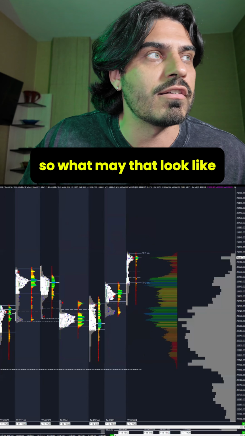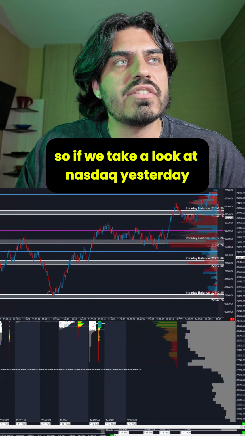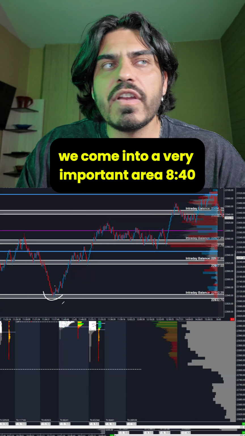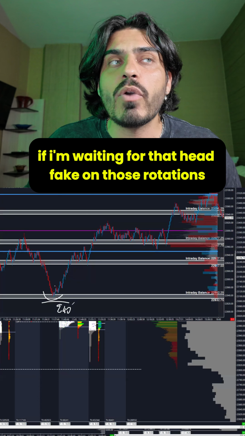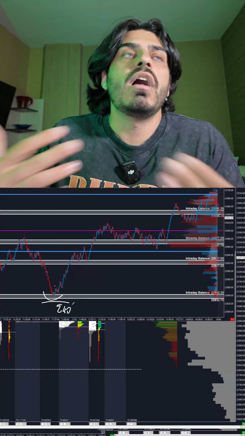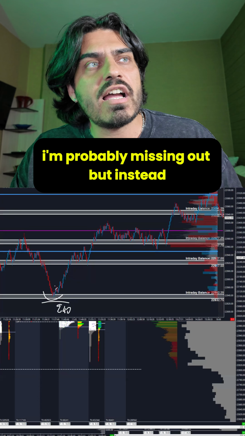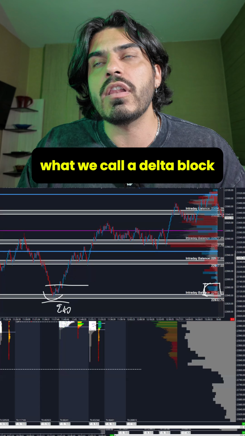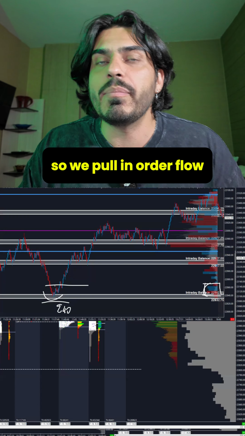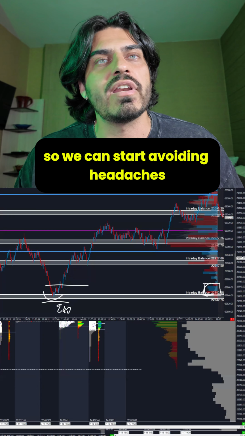So what may that look like? If we take a look at NASDAQ yesterday into the price section, we come into a very important area, 840. You can see that we don't head fake below it. So if I'm waiting for that head fake on those rotations, I'm probably missing out. But instead, I can wait for a clear expansion above what we call a delta block. So we pull in order flow so we can start avoiding head fakes.